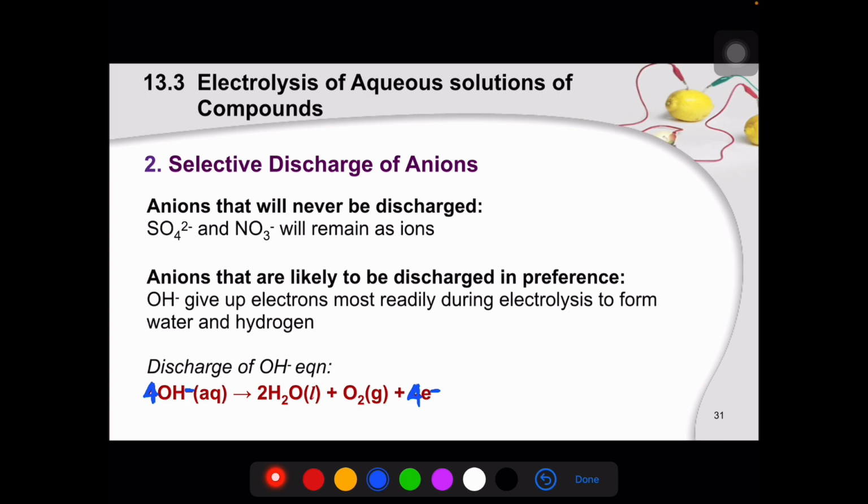So this is what happens if you have sulfate versus OH minus. This part of the notes is trying to tell you that if you have sulfate versus OH minus, or if you have nitrate versus OH minus, what will be discharged will be your preferred OH minus. The sulfate and nitrate will not react. This is what factor 2 is trying to tell us.